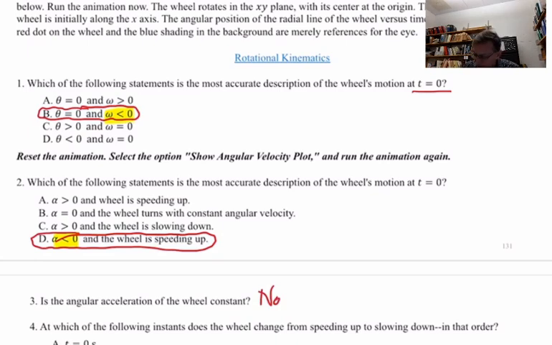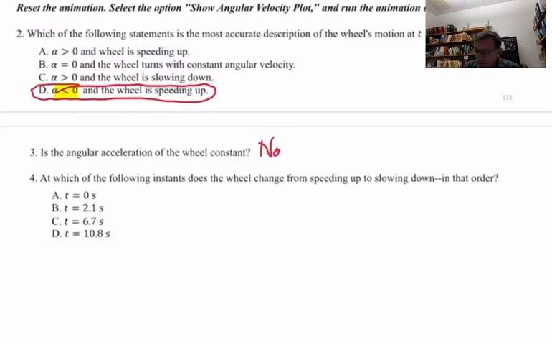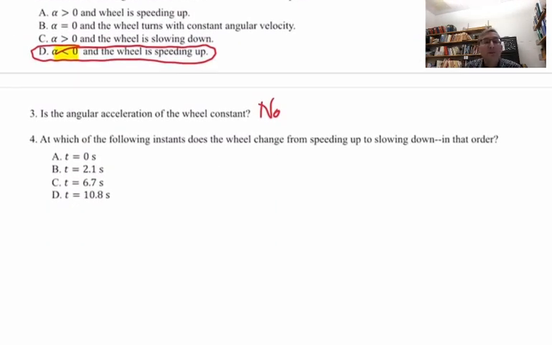All right, question 4. At which of the following moments in time does the wheel change from speeding up to slowing down?